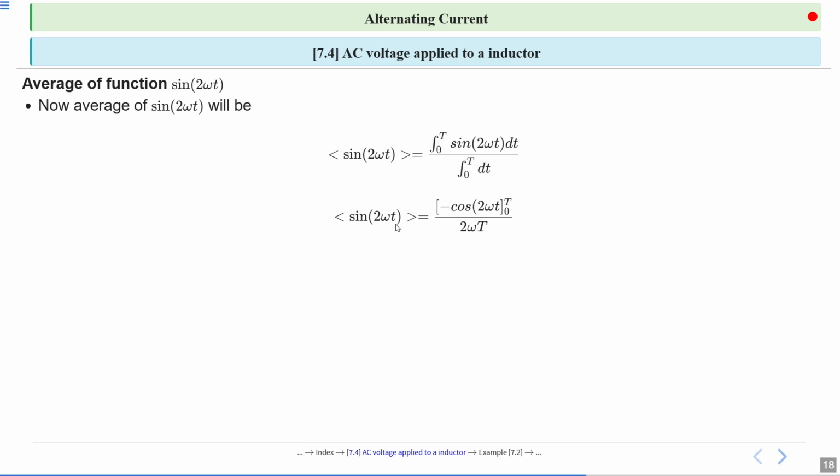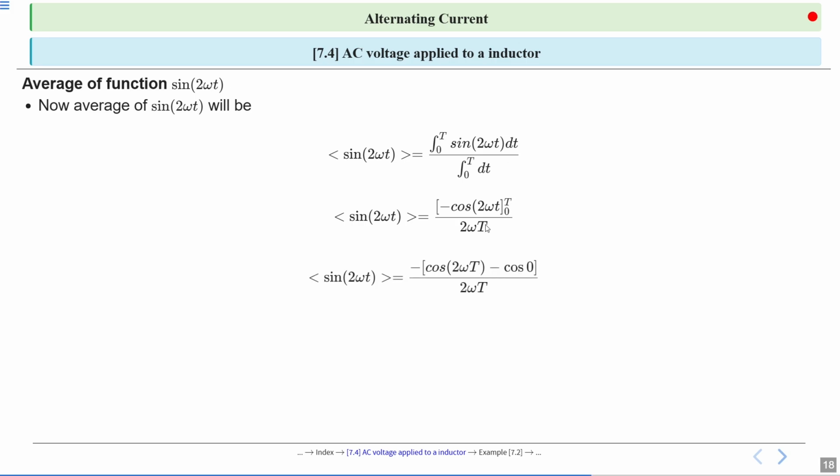Okay, so the average of this sin 2 omega t will be, so the integration of sin 2 omega t will be minus cos 2 omega t upon 2 omega, with limits from 0 to T. So in the denominator there was the integral of dt from 0 to capital T. So this integration will become small t from 0 to capital T. So after putting limits, it will become T minus 0, which is T. Okay, so how this step came, I have explained.